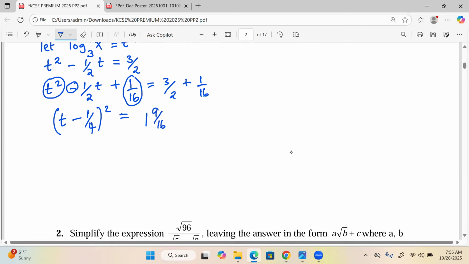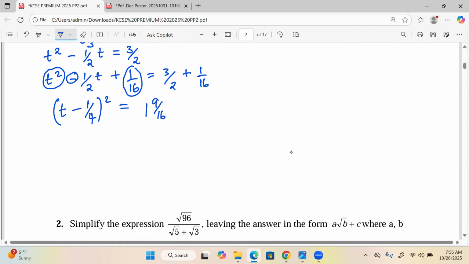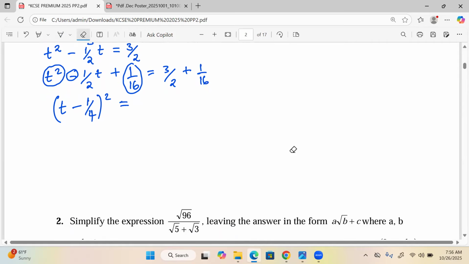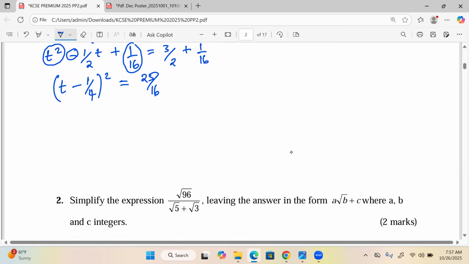You know, technically this is 25 over 16. We can actually make it improper. Actually, for the square rooting process, let me make it now, instead of 1 and 9 over 16, we make it 25 over 16 that way. So with that now, we can proceed to take square root on both sides. t minus a quarter equals plus or minus the square root of what we're having here, and it becomes 1 and a quarter, which is 5 over 4.